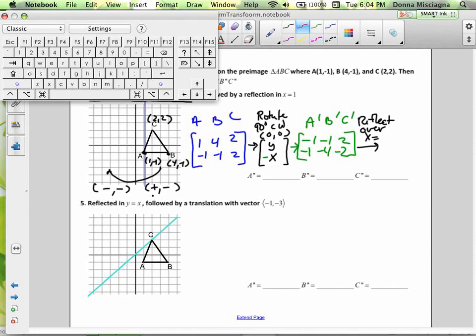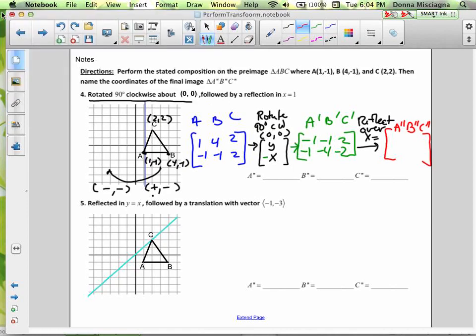And so this is going to be A prime prime, B prime prime, C prime prime. One of these points is not going to change at all. You know which one's not going to change? It's the one that's sitting right on the line of reflection, because this is x equals 1 right there. So A is not going to change at all. So we can just put -1, -1 there, and we can graph that for A prime.